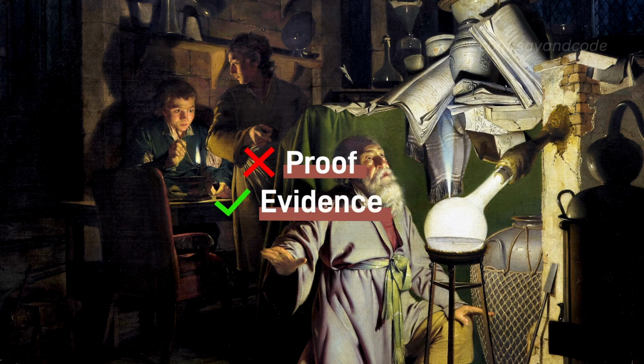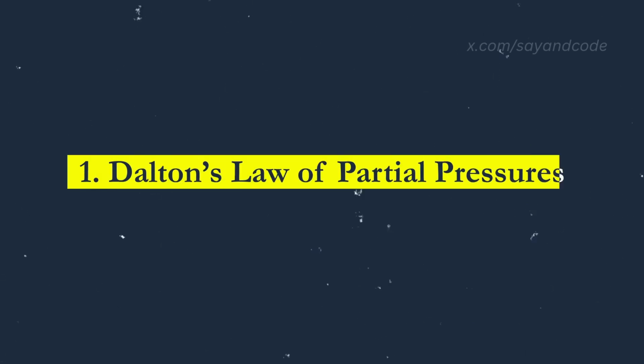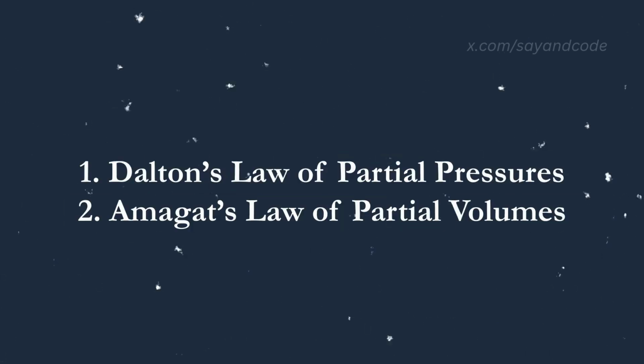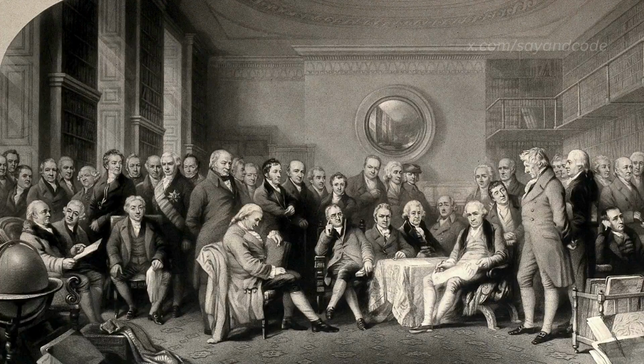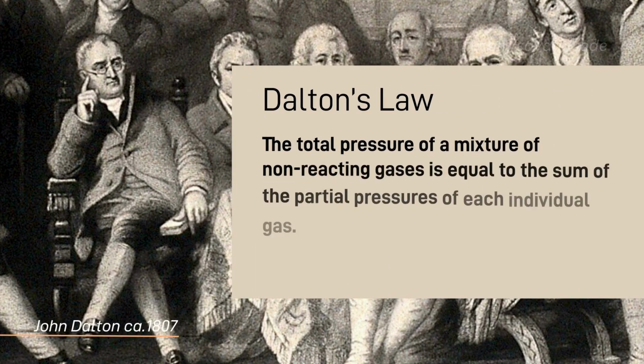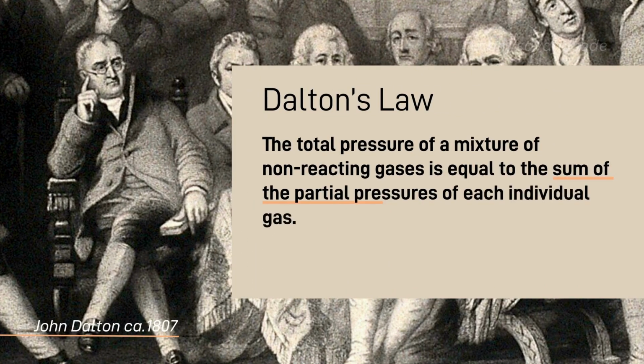Two such laws are Dalton's law of partial pressures and Amagat's law of partial volumes. Both these laws are very similar, but they deal with different properties. According to Dalton's law, the total pressure of a mixture of non-reacting gases is equal to the sum of the partial pressures of each individual gas.